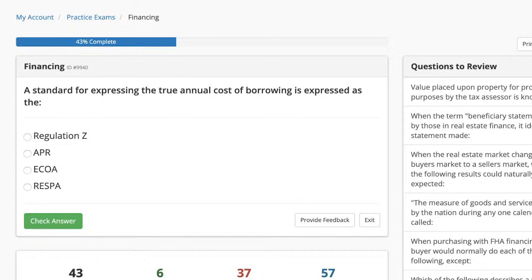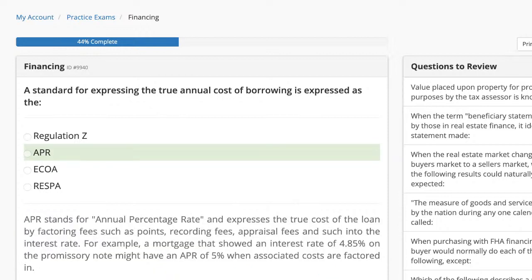A standard for expressing the true annual cost of borrowing is expressed as the A, Regulation Z, B, APR, C, ECOA, or D, RESPA. What do you guys think? And the answer is B, APR.